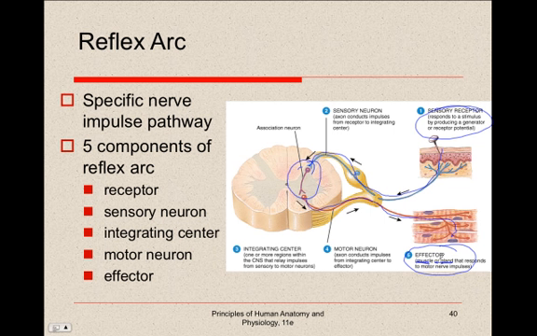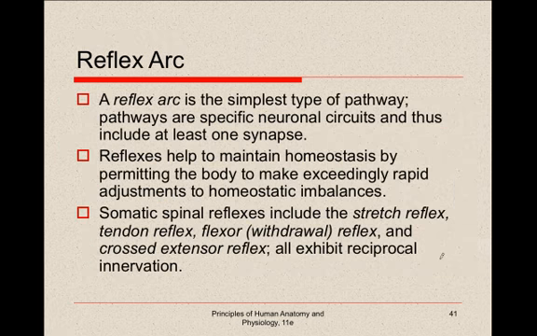So literally, again, our motor neuron is either going to secrete neurotransmitters that are going to cause muscle contraction, or they're going to cause a gland to secrete something. So again, our reflex arc is the simplest type of pathway. And typically, these reflex arcs have the purpose of creating a very rapid response.